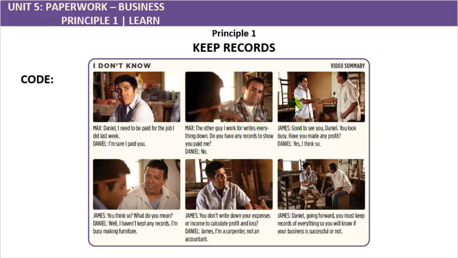So Max left. James came. James greeted, good to see you, Daniel. You look busy. Have you made any profit? Daniel says, yes, I think so. You think so? What do you mean? Daniel, well, I haven't kept any records. I'm busy making furniture. Then James said, you don't write down your expenses or income to calculate profit and loss? Then Daniel responds, James, I am a carpenter, not an accountant. Daniel, going forward, you must keep records of everything so that you will know if your business is successful or not. So let's discuss these questions.